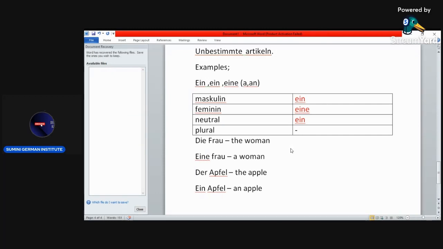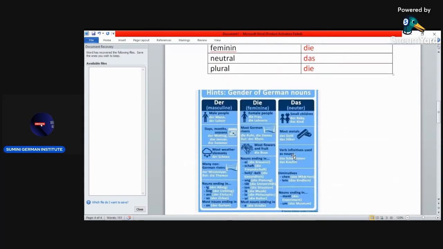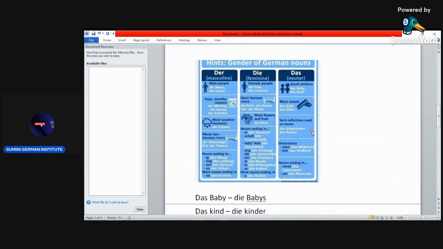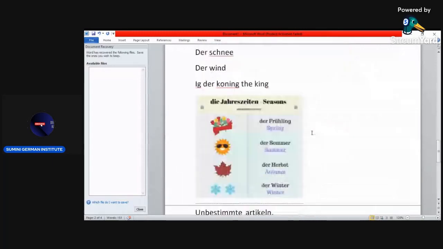Okay, so that is the articles in German. They are very easy to understand as long as you practice. Yeah, so you can practice, find out more nouns, and find out how to use them. But that is the basic. Okay, yeah.